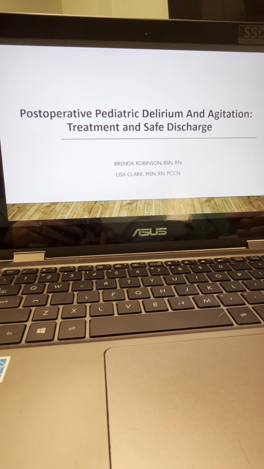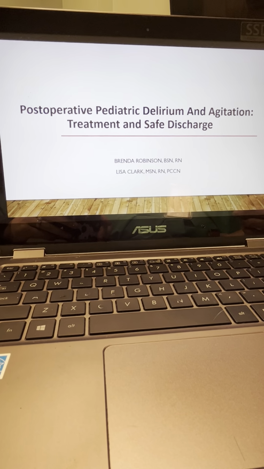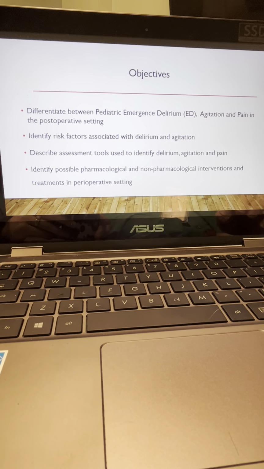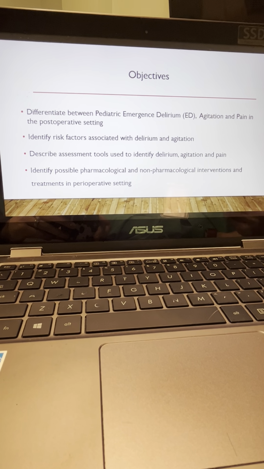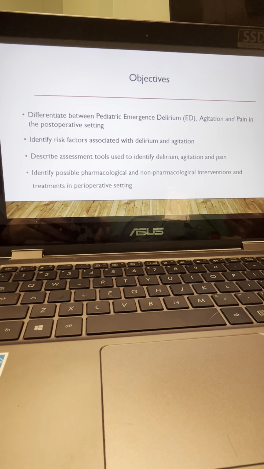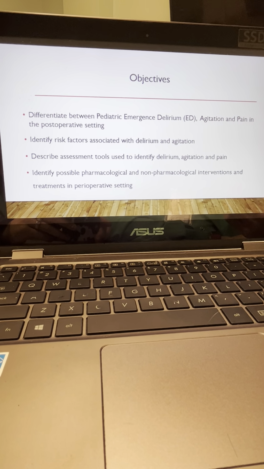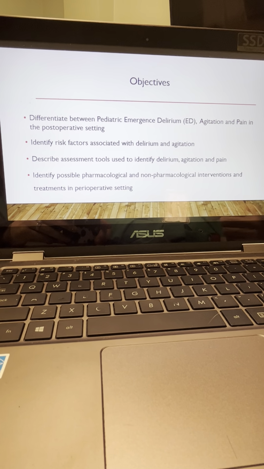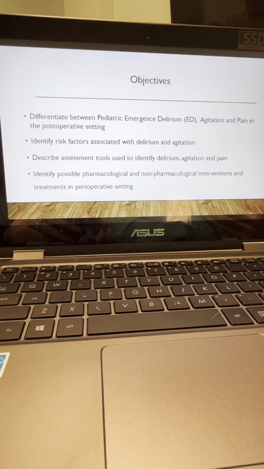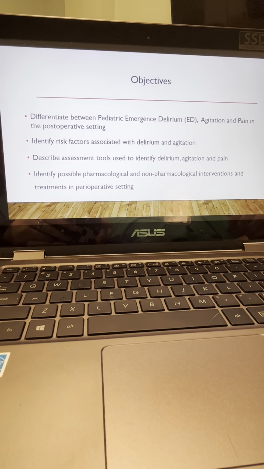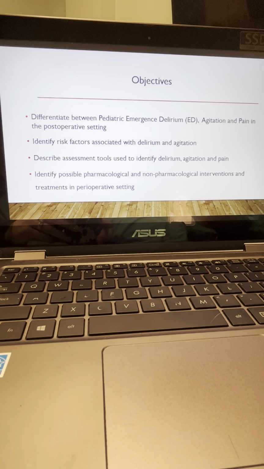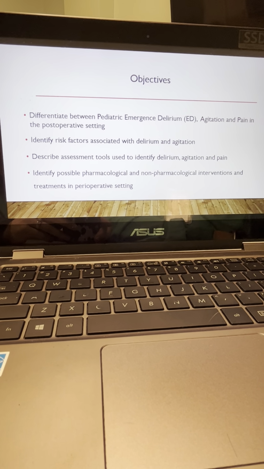I'm going to go over post-op pediatric delirium agitation and how we can better safely discharge and treat these patients. So we have several objectives. We're going to try to differentiate pediatric emergency delirium with agitation and pain in the postoperative setting, which can be quite a struggle. Identifying those risk factors associated with delirium and agitation. We're going to describe the assessment tools we have in order to differentiate those three things. And then we're going to look at treatments, pharmacological and non-pharmacological, and what we should do in the perioperative setting.